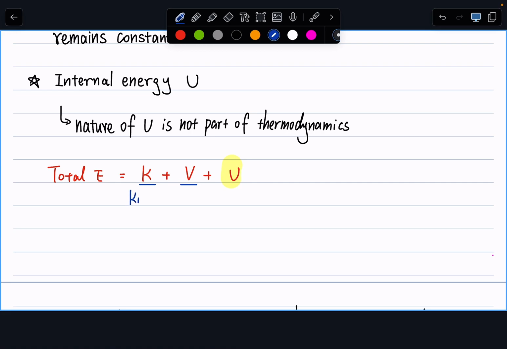Right, so these are kinetic, potential. Later on, when we talk about statistical mechanics and the Boltzmann distribution, we will talk about what the internal energy is, what the statistical mechanical picture of this internal energy is, and how we can derive it. But for now, just know that total energy equals kinetic energy plus potential energy plus internal energy.